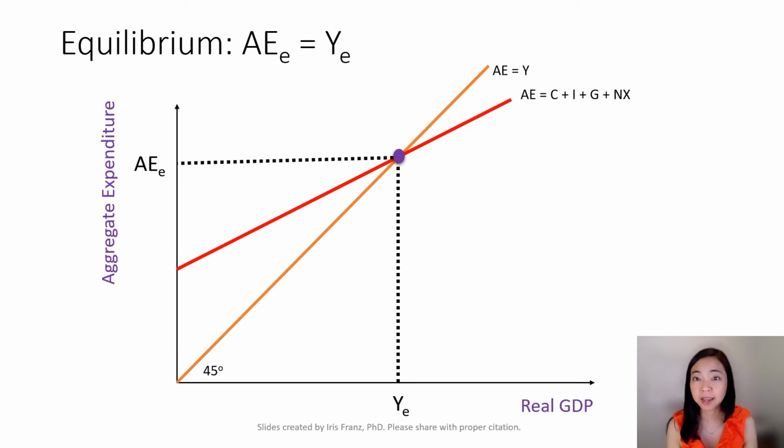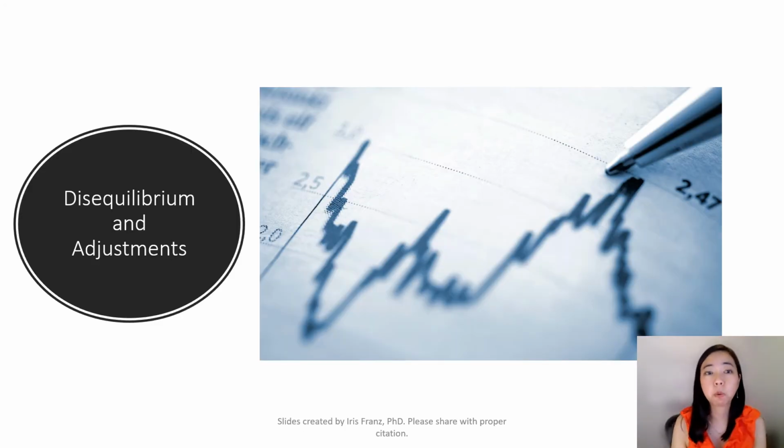Here we put our aggregate expenditure schedule together with our 45-degree line. At the intersection, you will find equilibrium, where the aggregate expenditure is exactly equal to the real GDP. That's why we call that AE_E and Y_E. E stands for equilibrium, meaning in this economy, we are producing exactly the right amount of stuff for spending. Next, we're going to talk about what happens if our economy is not in equilibrium. What kind of adjustments are we going to see?